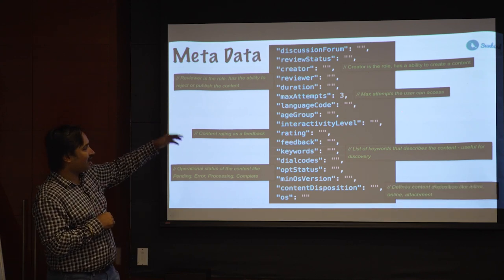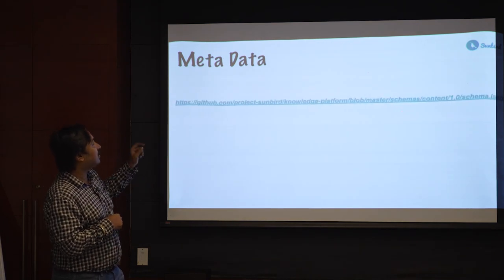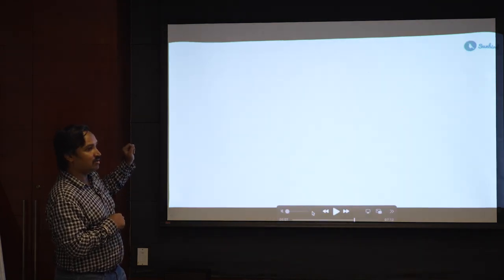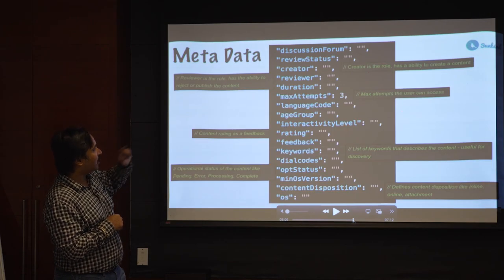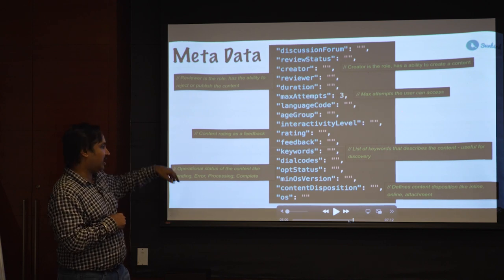So then there are a couple of other attributes. What I wanted to talk about really is the taxonomy. Let me come back a little bit to the schema. I just wanted to see if board, medium, grade and all is there. The base schema. Okay, it's not in the base schema.